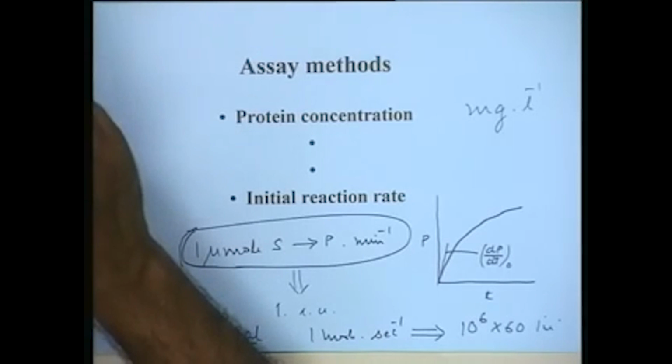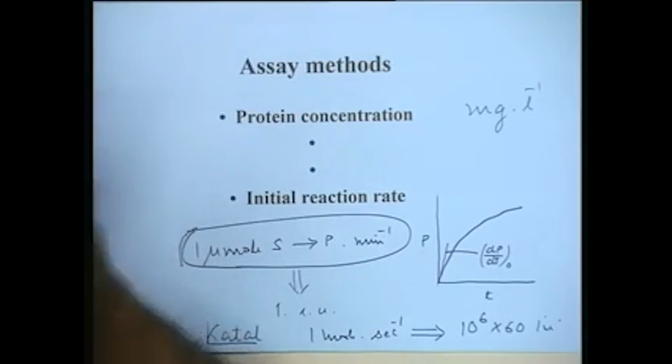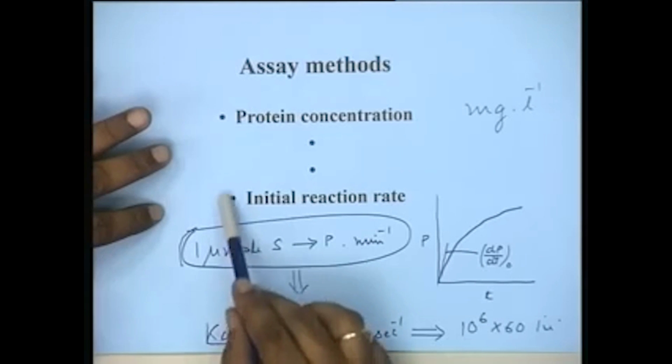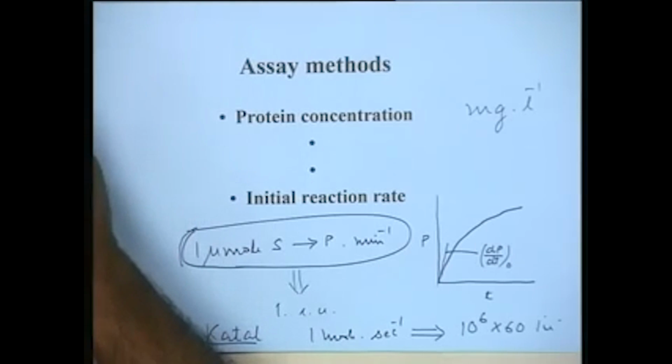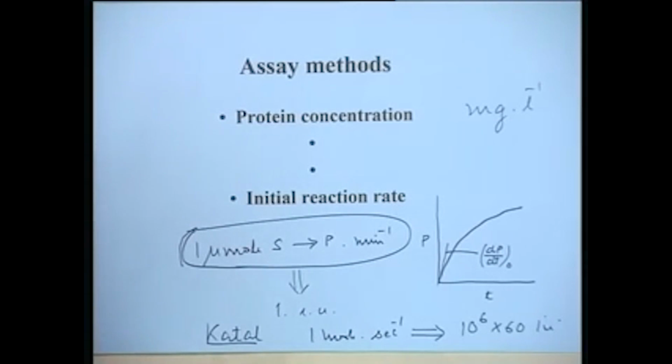Now, essentially the initial reaction rate is the basic philosophy in determining the enzyme concentration. On the other hand, the protein concentration also gives us an idea of the amount of an enzyme present in a given sample.